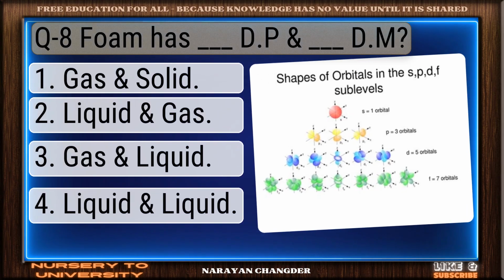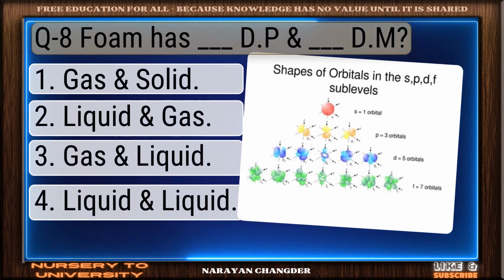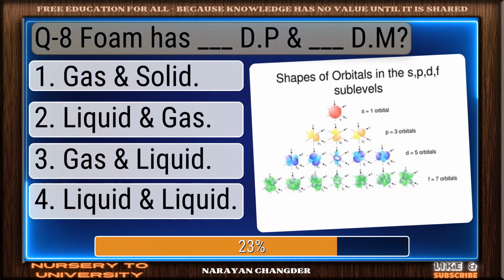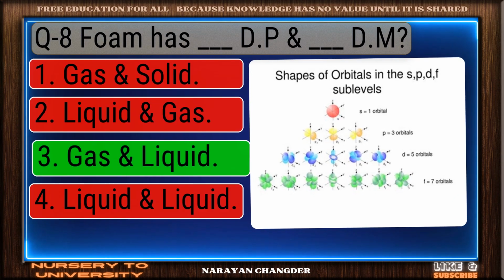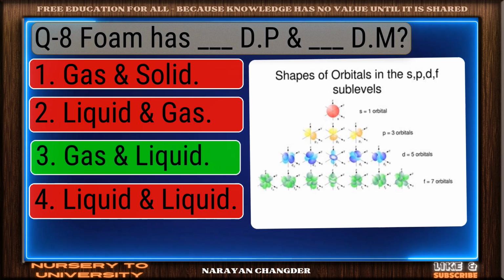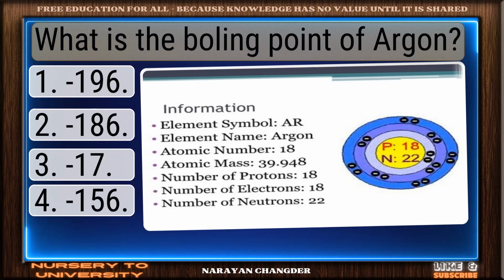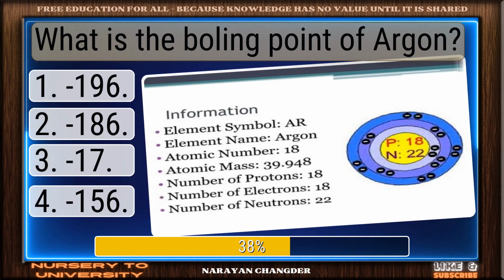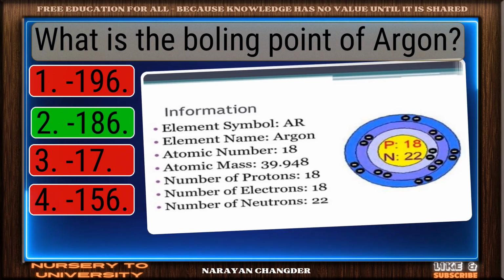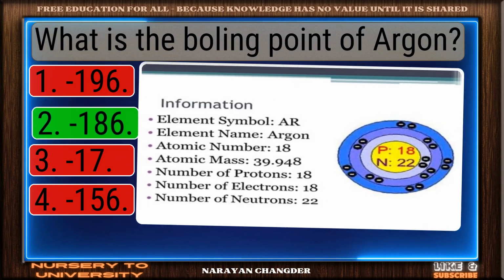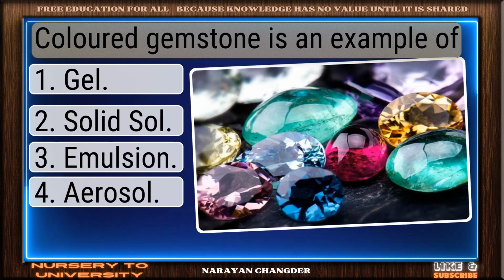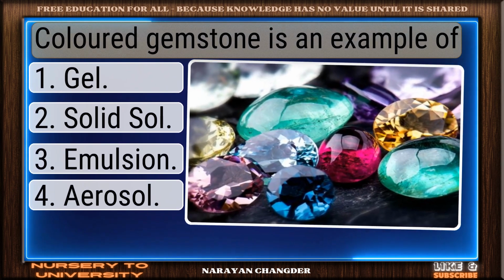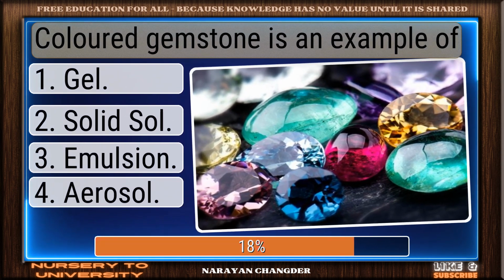Question number 249. Dash has different physical state and dash. Right choice. Gas and liquid is the best answer. Question number 250. What is the boiling point of argon? You got it. Your choice 186 is right. Question number 251. Colored gemstone is an example of.